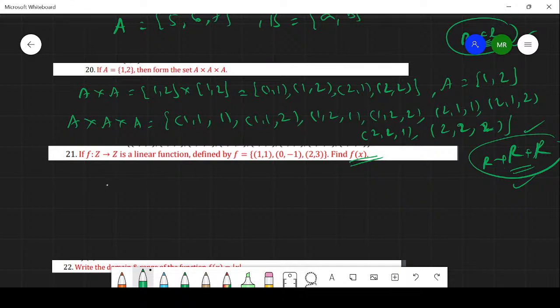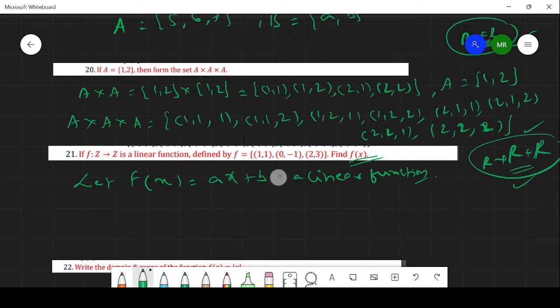you should know what a linear function is. So you take, let f of x is equal to ax plus b. This is the linear function. ax plus b is the linear function. You can consider it a linear function. I have taken it as a linear function.